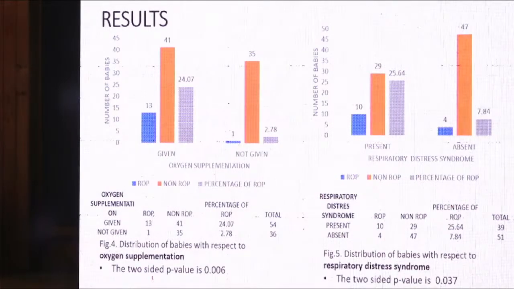Out of 54 total babies who got oxygen supplementation, 13 babies developed ROP, that is 24.07% of the babies who got oxygen supplementation developed ROP. So the association between oxygen supplementation and ROP was very significant. And the distribution of babies with respect to respiratory distress syndrome developed in the postnatal period: out of 39 babies, 10 babies developed ROP.